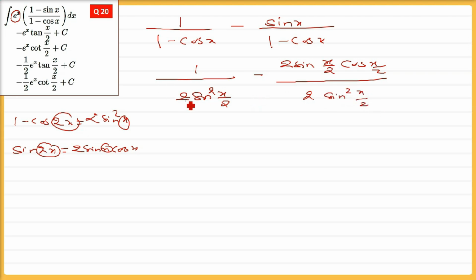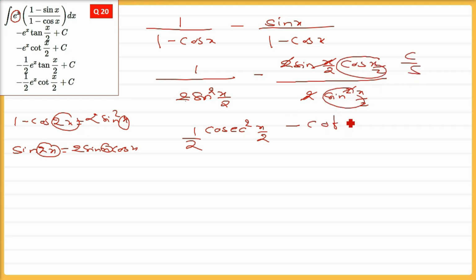So what is the benefit? First, this half sin square x by 2 we can take upstairs, so it will actually be cosec square x by 2. This 2 you can cancel, 1 sin you can cancel. So sin x by 2 in the numerator is vanished. Only cos x by 2 divided by sin x by 2 remains. So cos by sin is cot. So we write cot x by 2 here.